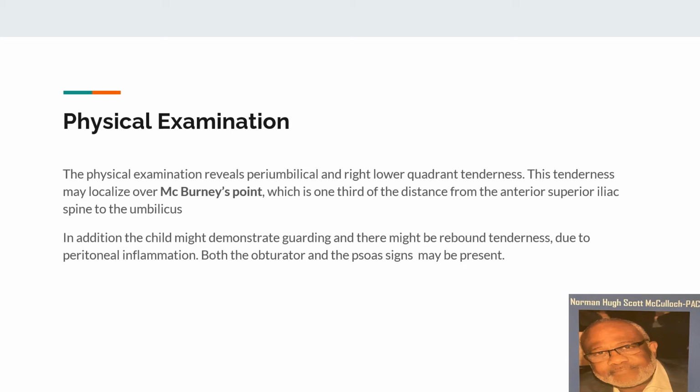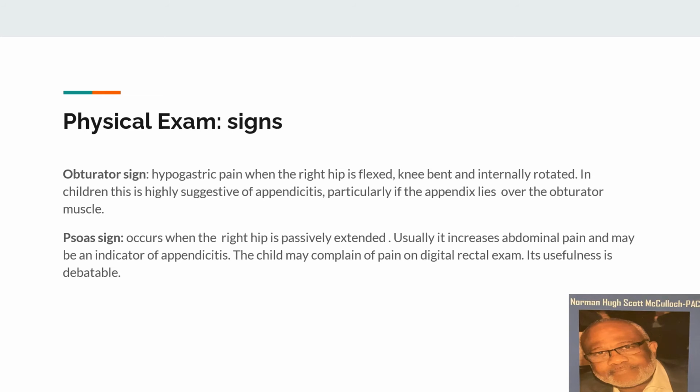Both the obturator and psoas signs may be present. Obturator sign means that in the hypogastric area, there is hypogastric pain when the right hip is flexed, knee bent, and internally rotated. In children, this is highly suggestive of appendicitis, particularly if the appendix lies over the obturator muscle.